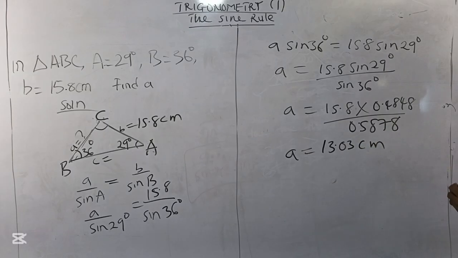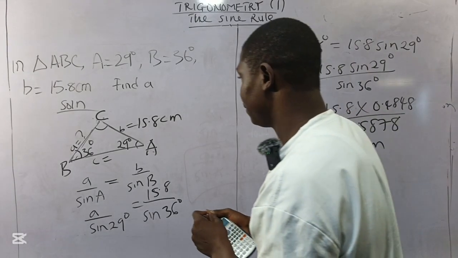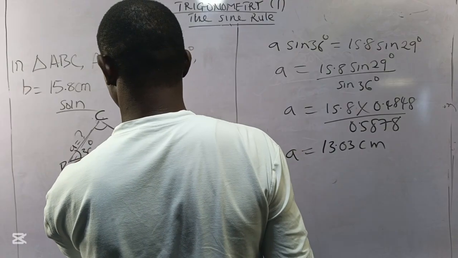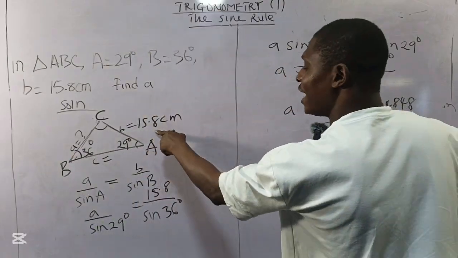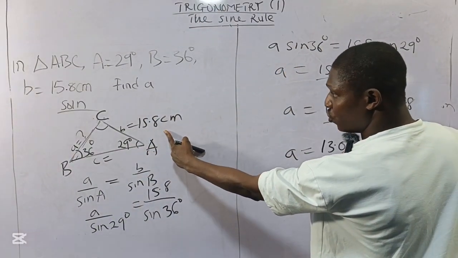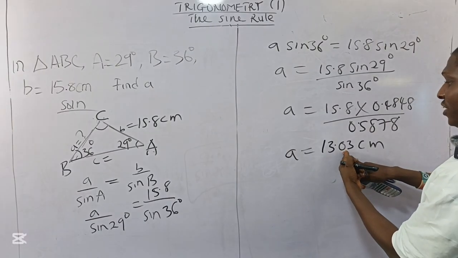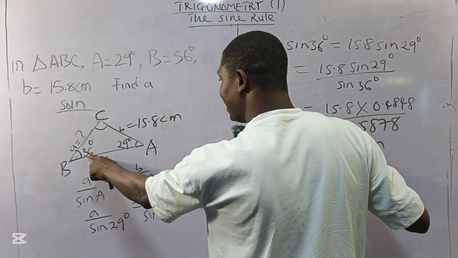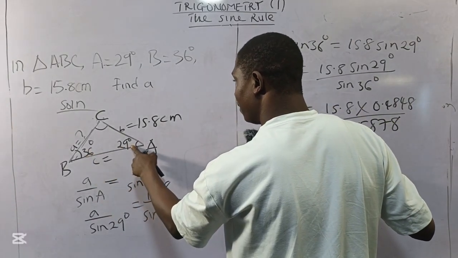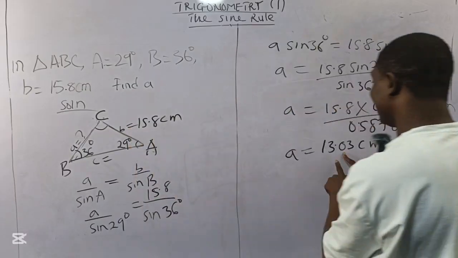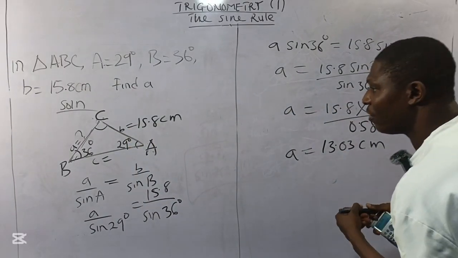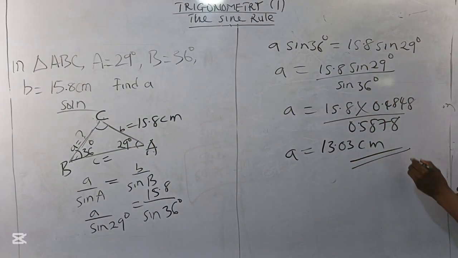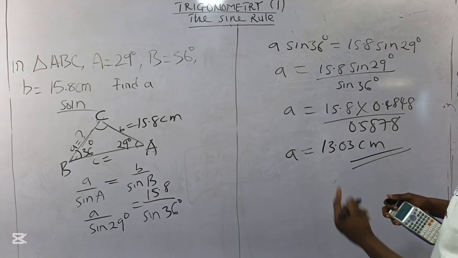Now, like I told you, you can see that my a is smaller than my value for b, which I told you earlier. My a is 13.03. So since angle B is greater than angle A, side b will also be greater than side a. Hence, our answer is correct. So this is my answer for this.